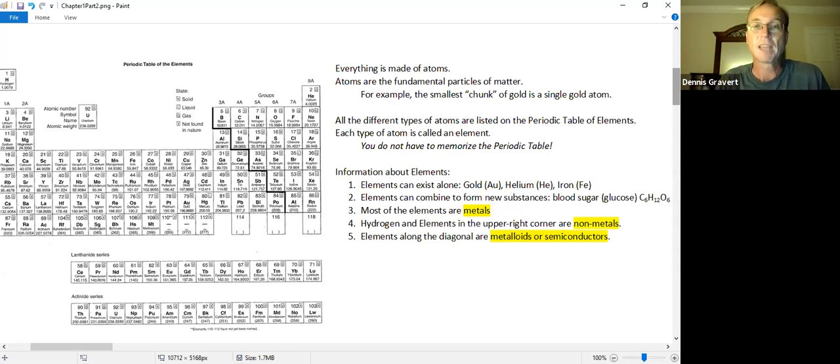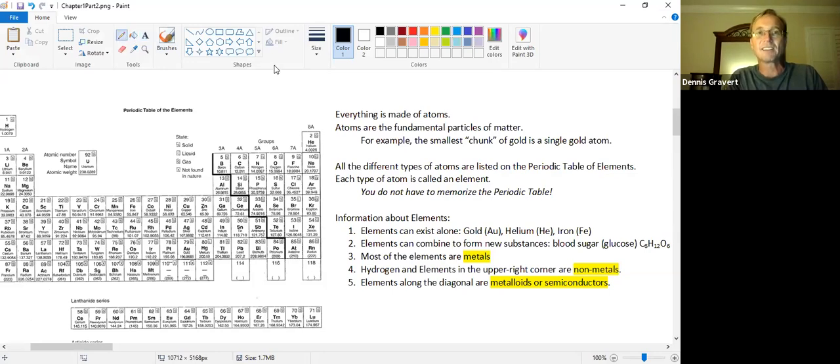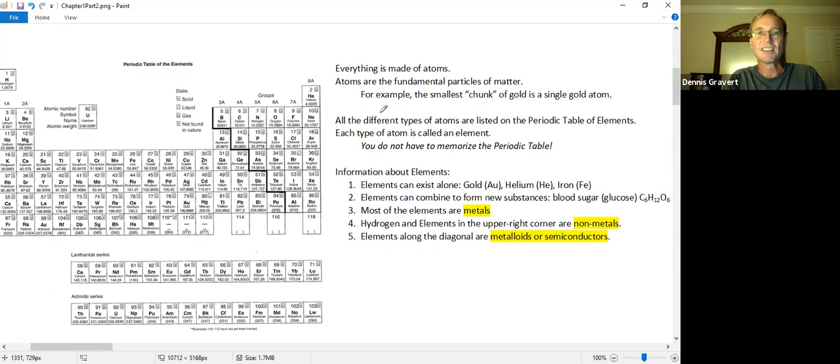Okay, so the smallest piece of material is an atom. We call it an atom. And it turns out the atoms come in different flavors, different types. And every type of atom is actually listed on the periodic table. That's kind of cool. So let me get the pencil here so I can doodle on the page. Technically, all the different types of atoms are called elements. And all the different types are actually listed here on the periodic table of elements.